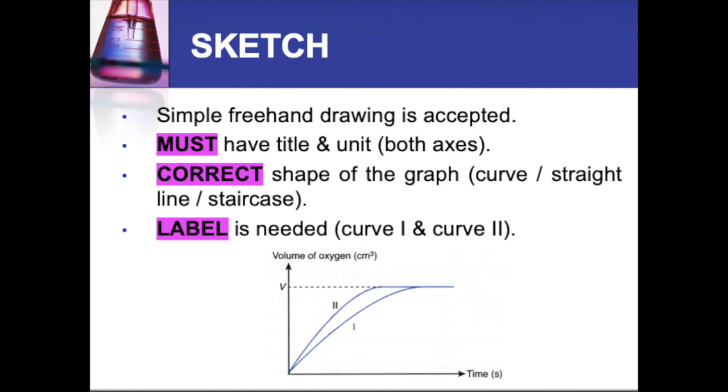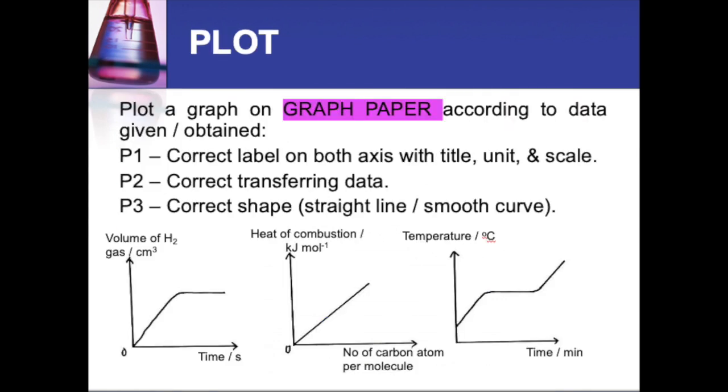Then the next keyword that we are looking for is plotting. You are going to plot a graph on graph paper and you are going to get 3 marks for it. The first mark is always on the correct label for both axes, on the scale, the title and the unit. The second mark is the correct transferring of the data from the table onto your graph paper. And the third mark, we are evaluating based on the shape that you have.